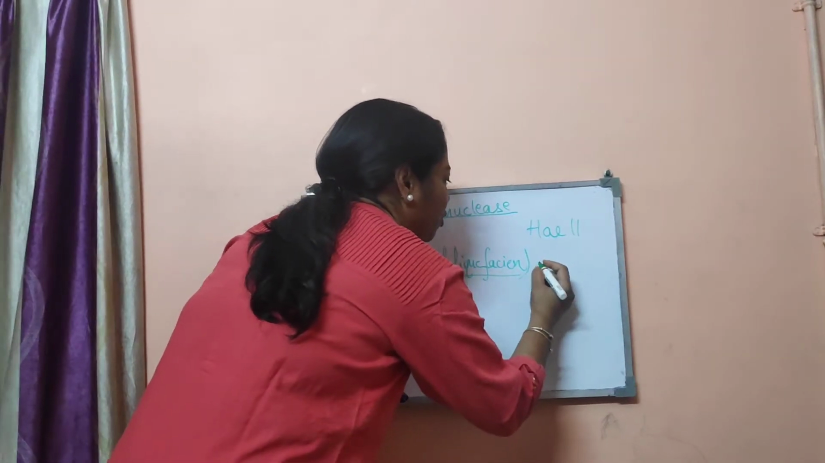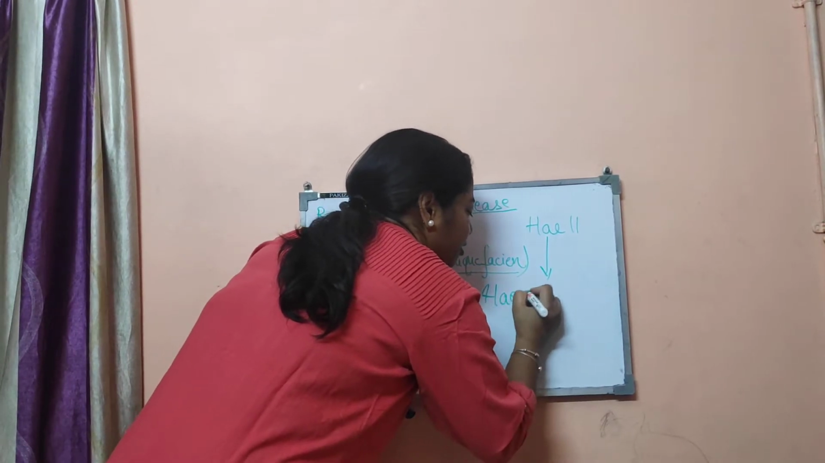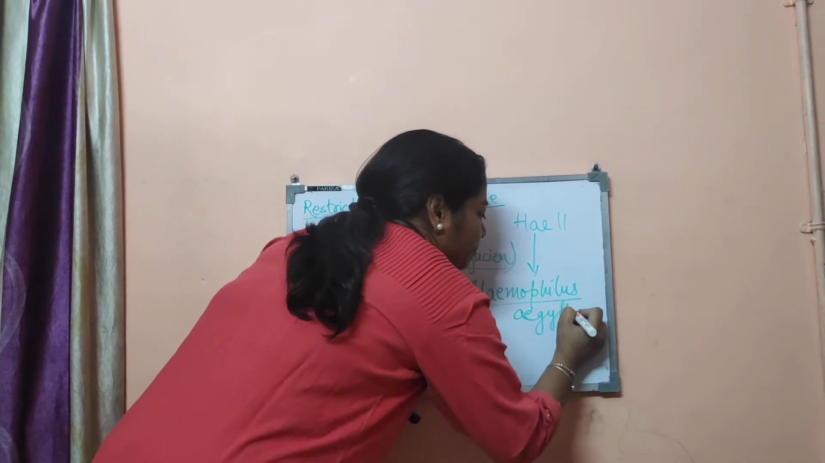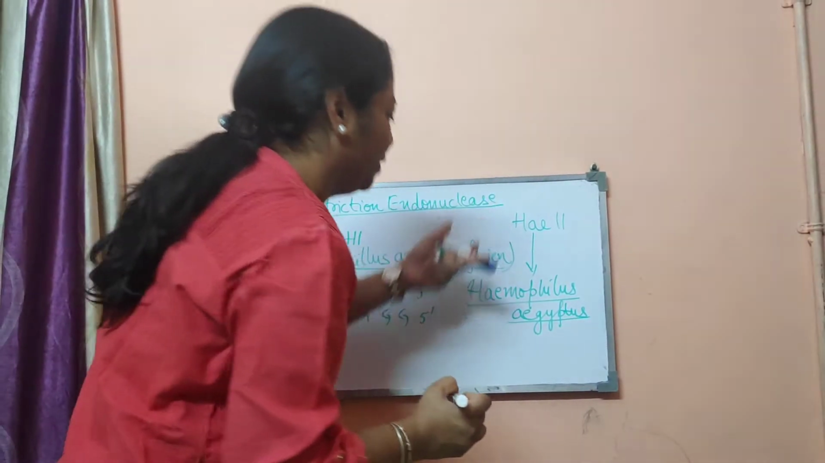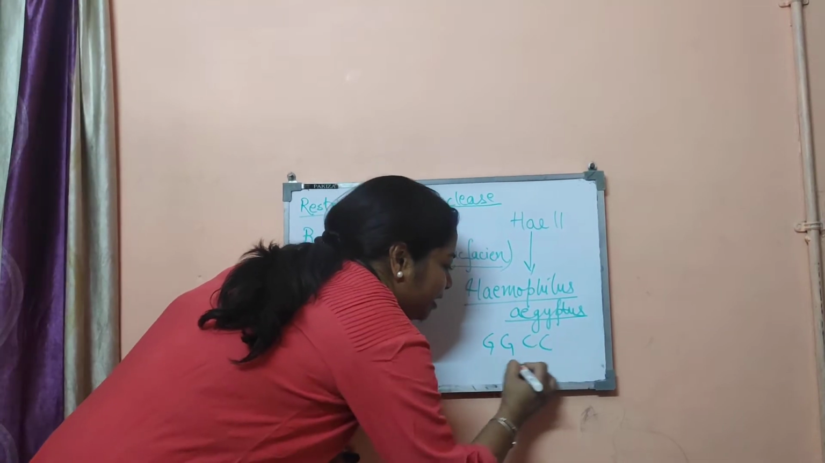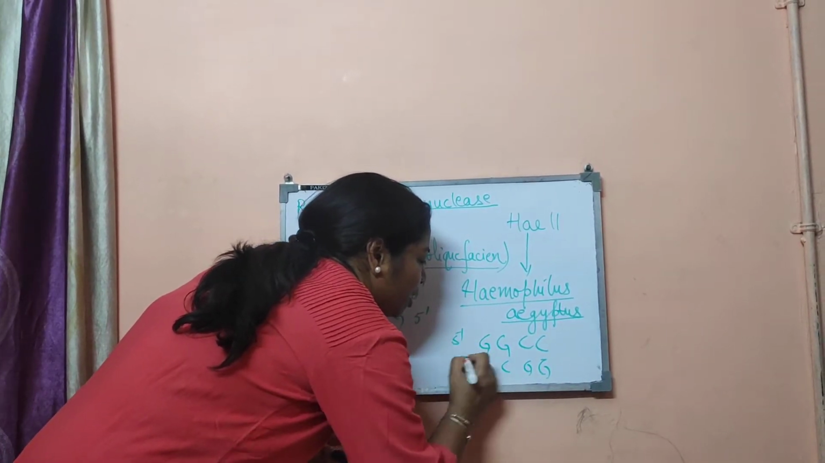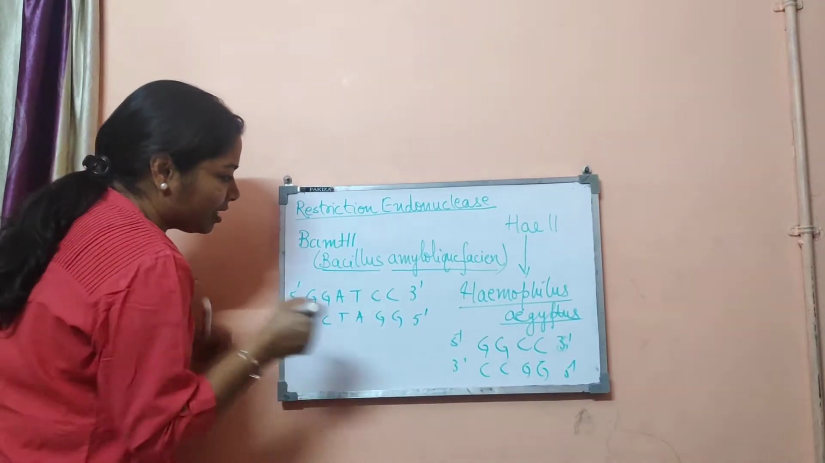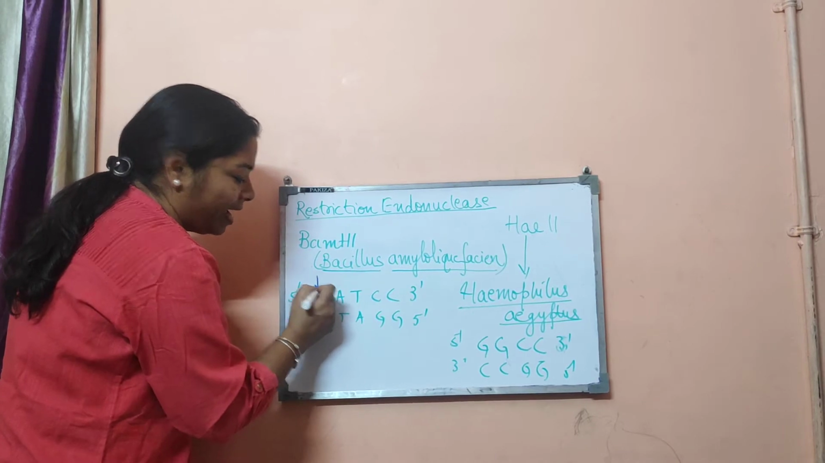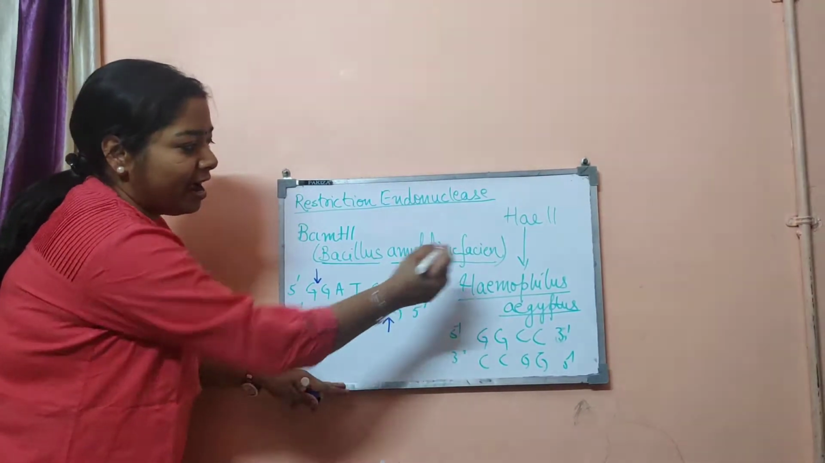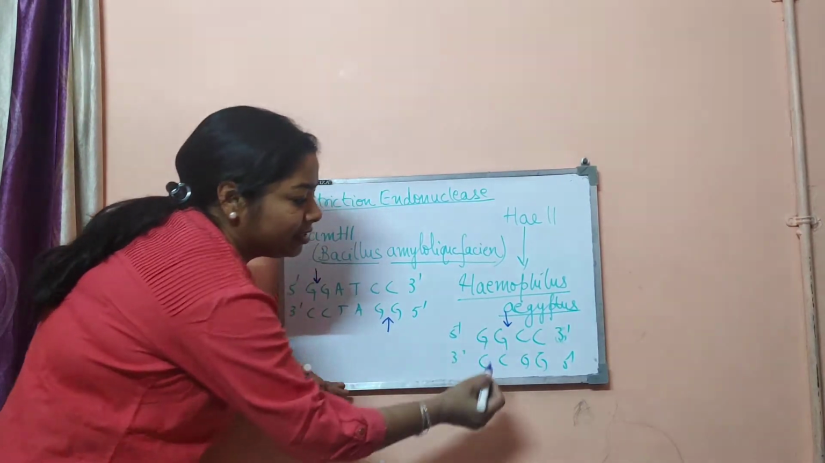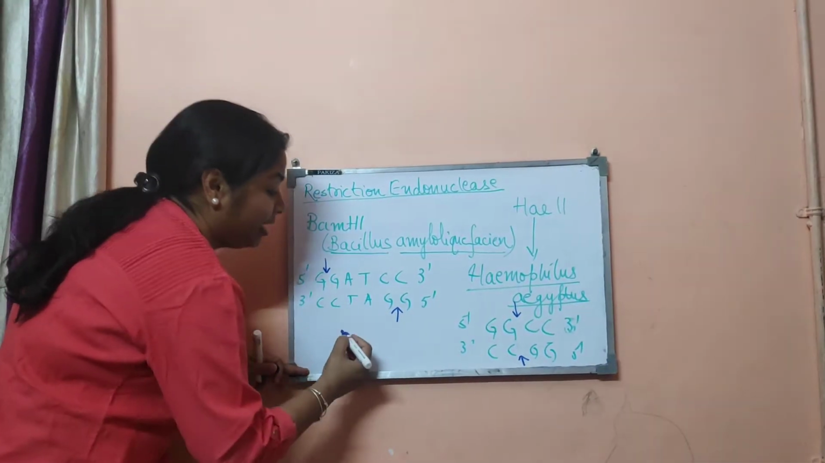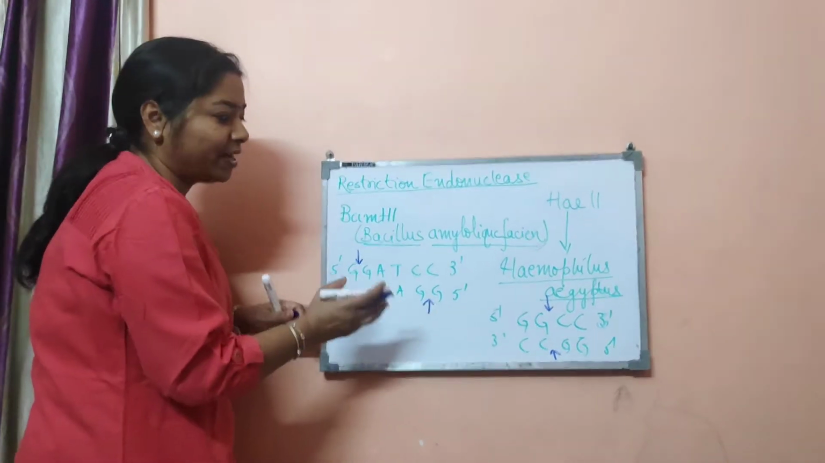HaeIII, which we obtain from Haemophilus aegyptius. And the recognition sequence of Haemophilus aegyptius is GGCC. So, can you now tell me, if this recognition sequence was cleaved by BamH1 at these particular sites, and Haemophilus aegyptius recognizes this sequence and cleaves at this site, what kind of ends, what type of cleavages it produces?